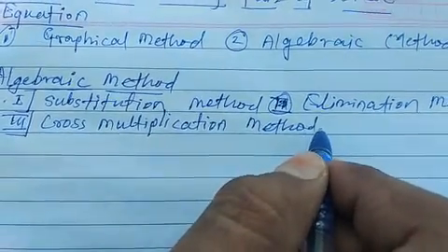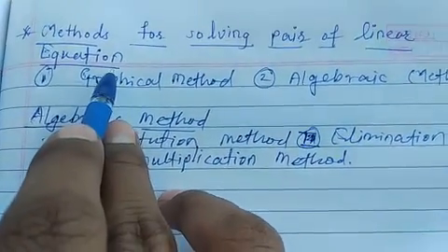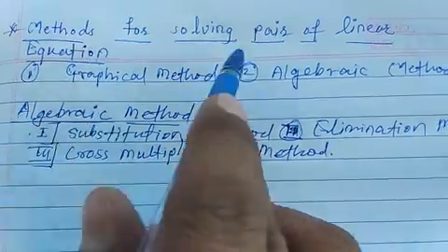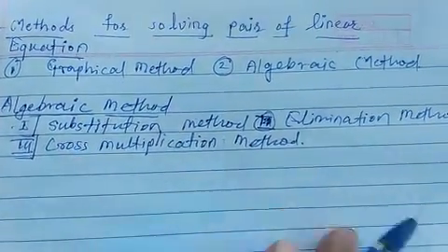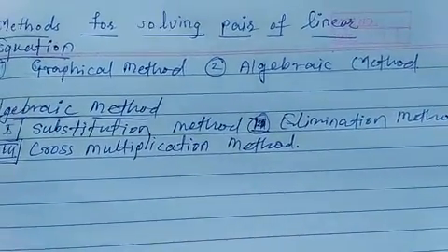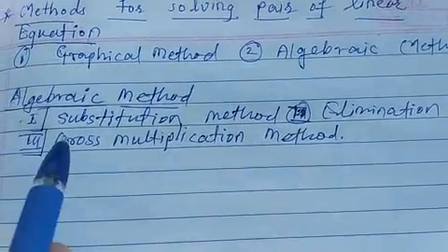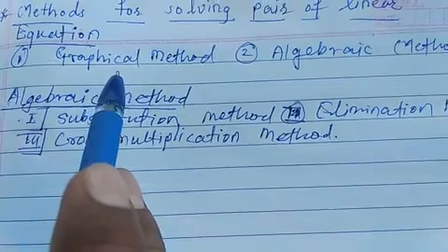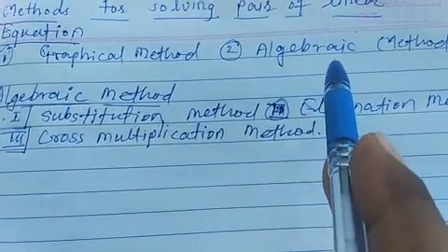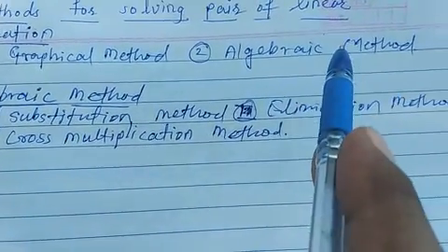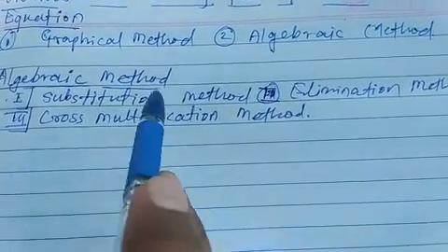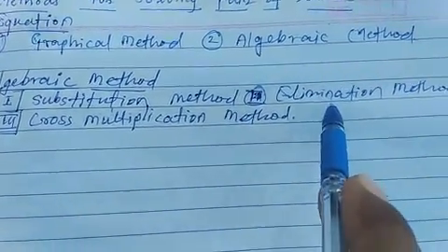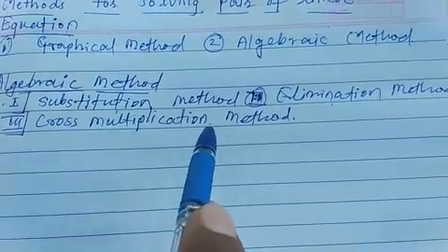So now here we have to solve a pair of linear equations. For solving a pair of linear equations, two main important methods are there, and they are the graphical method and the algebraic method. Using the graphical method, we have seen how to solve an example. The algebraic method again has three different methods: first the substitution method, second the elimination method, and third the cross multiplication method.